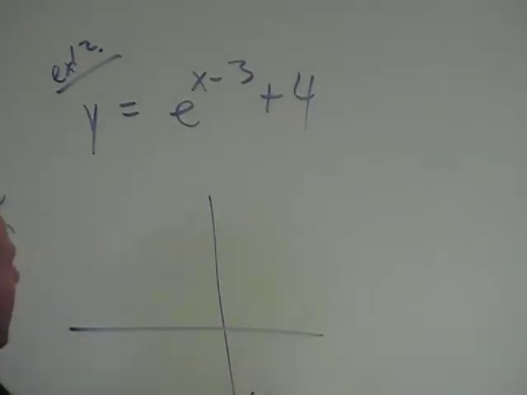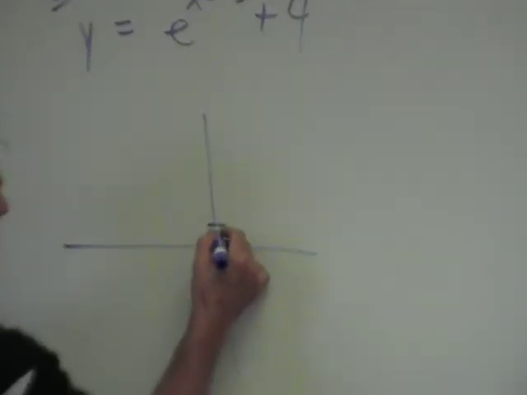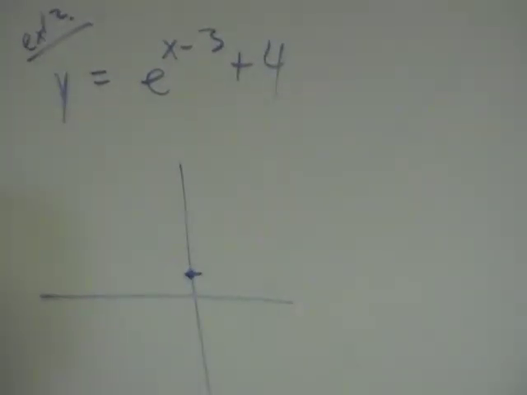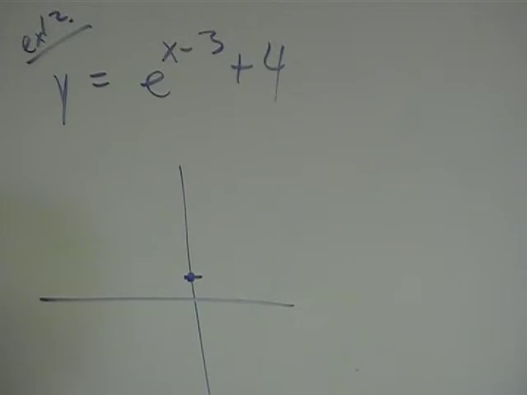If we look at e to the x, when x is 0, y is 1. Does everybody understand that? Who does not understand that when x is 0, we get 1? Great, you're all brilliant. Anything to the zero power is 1, isn't it? Yeah, but don't you have to add 4? I'm not done yet. I'm just drawing e to the x at the moment. So my asymptote is y equals 0, and it increases like that.